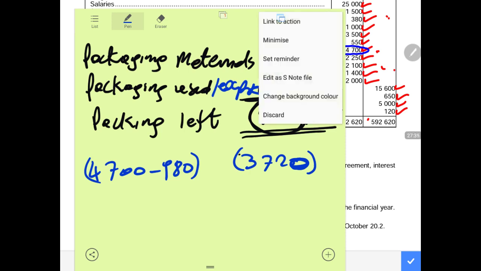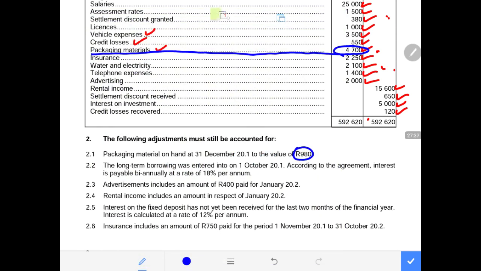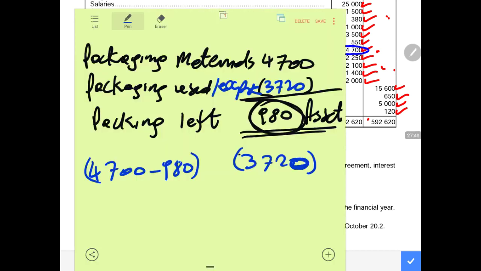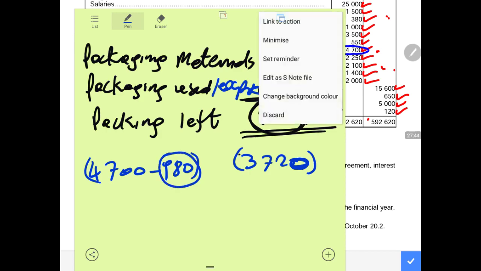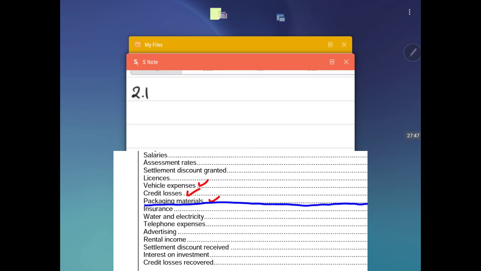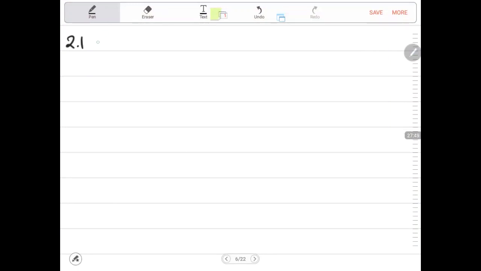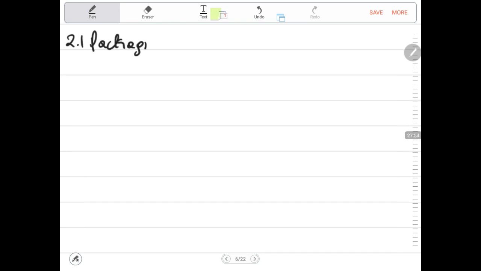So now that means we have to record a general journal. And please be mindful of the fact that packaging material used must decrease by 980. So let's record our general journal. We'll have to debit our packaging material on hand. Remember, inventory that is on hand is an asset. This is an asset, inventory at the end of the year.